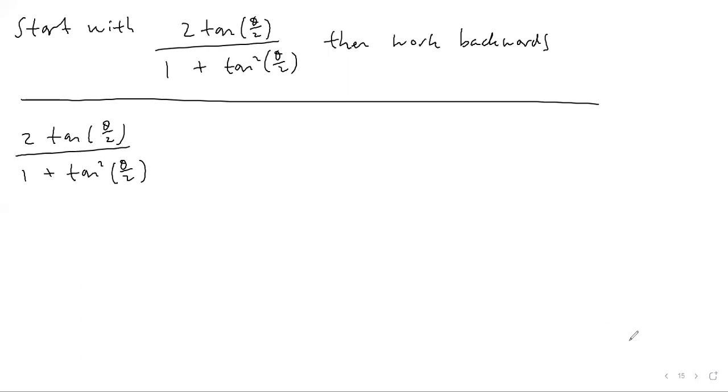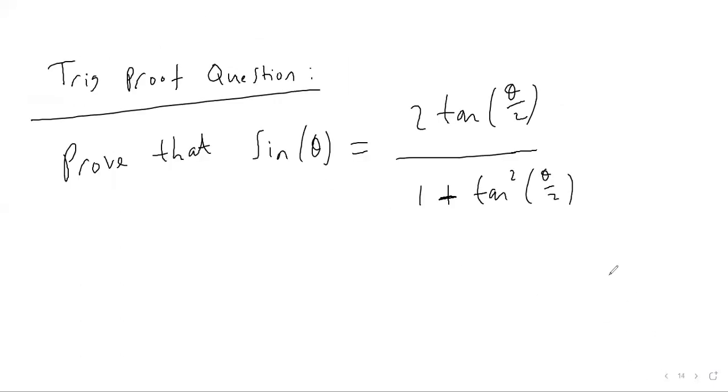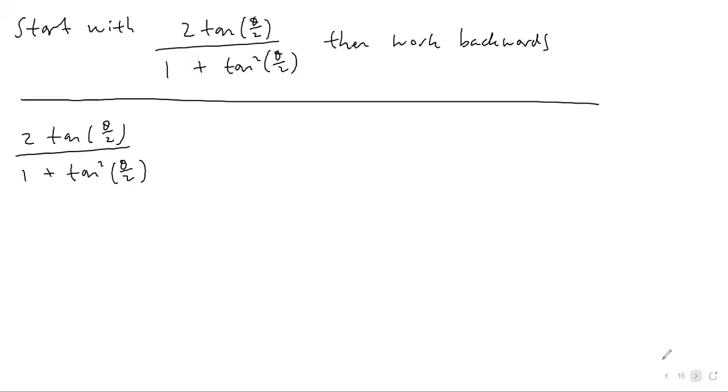You want to start with your right hand side in this case. Sometimes it's easy to start with your left hand side in a proof question. Sometimes it's easy to start with your right hand side. In this question, it's better to start with your right hand side because it's more obvious what you should do with it or how you can proceed. So we're going to start with this tan fraction here, 2 tan theta over 2 over 1 plus tan squared.